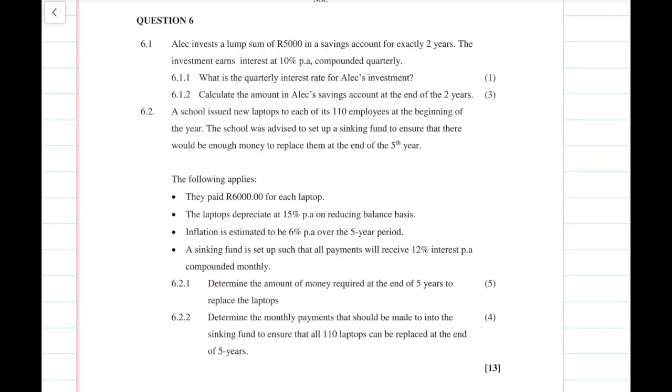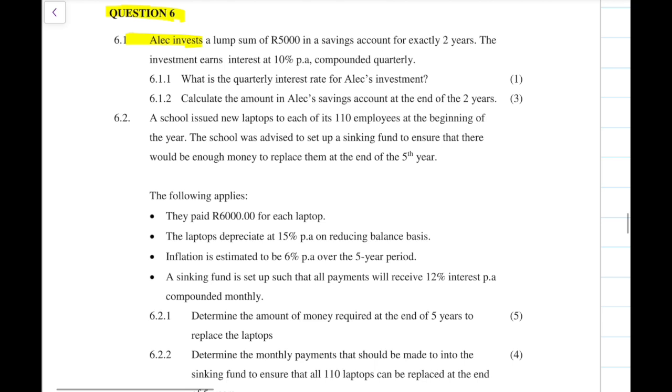So, question 6. It says that Alec invests a lump sum of 5,000 in a savings account for exactly 2 years. The investment earns an interest at 10% per annum compounded quarterly. So this is just a normal lump sum. It says what is the quarterly interest rate for Alec's investment. So they want to know what is the quarterly interest rate. If it's 10% that is compounded quarterly, it means that it's 10% divided by 4, which means it's 2.5%. It's a 2.5% quarterly interest rate.